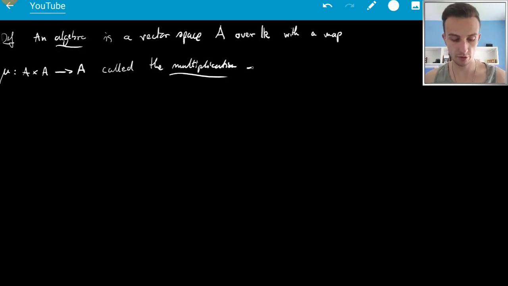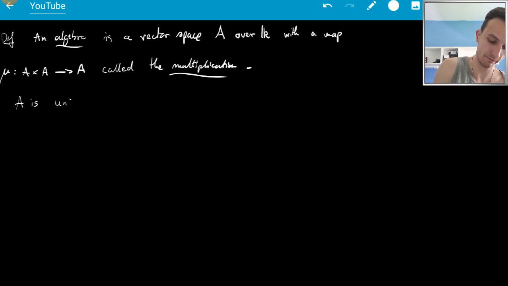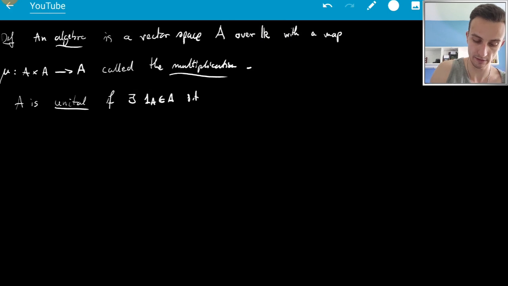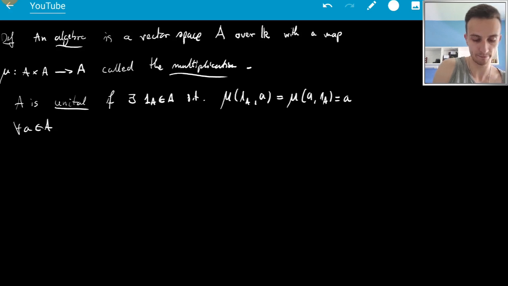Okay, so the algebra, or well, let's say A is unital if there exists one A in A such that mu of 1A and A is equal to mu of A and 1A is equal to A for all A in A. So this is the identity for the multiplication operator, right? You may think of this as 1A times A equals A, and the same for the other side.